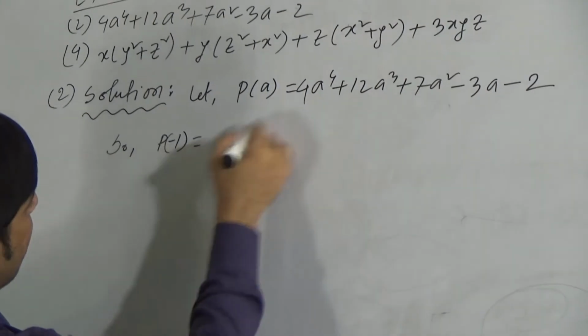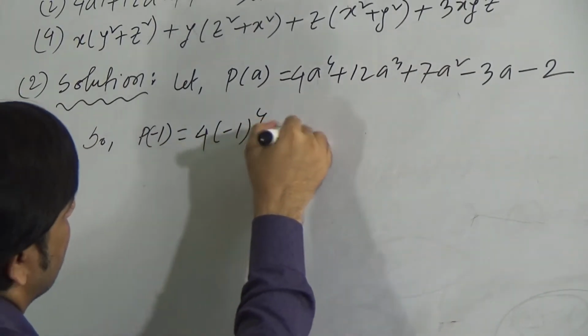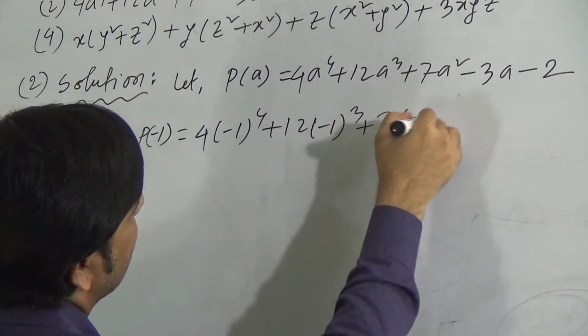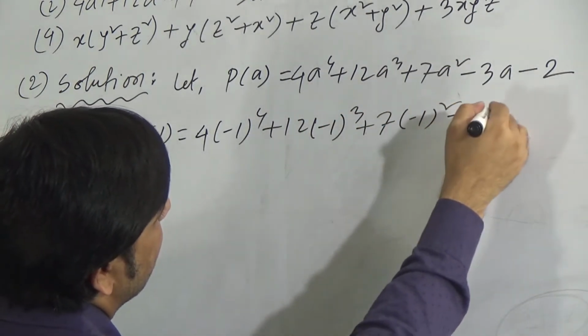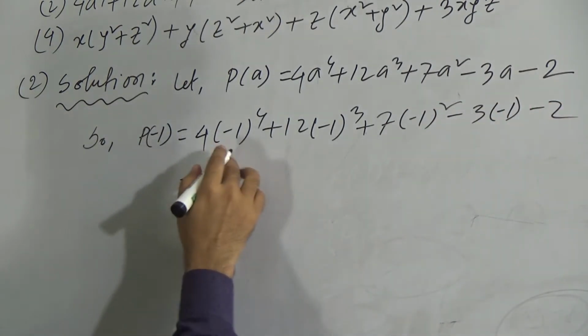So P of minus 1 is equal to 4 into minus 1 whole to the power 4 plus 12 into minus 1 whole cube plus 7 into minus 1 whole square minus 3 into minus 1 minus 2. Now put the value, calculate here.